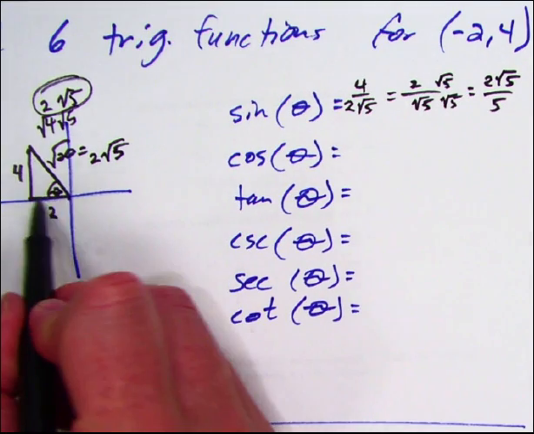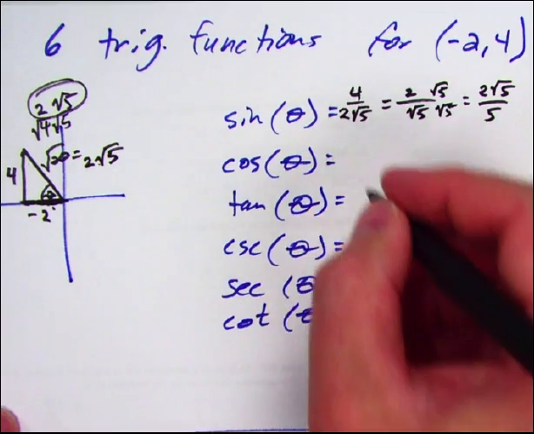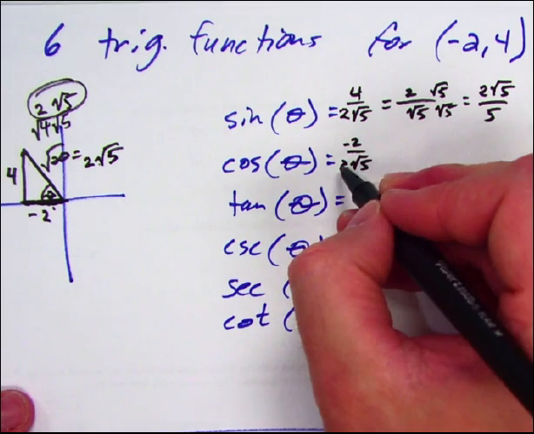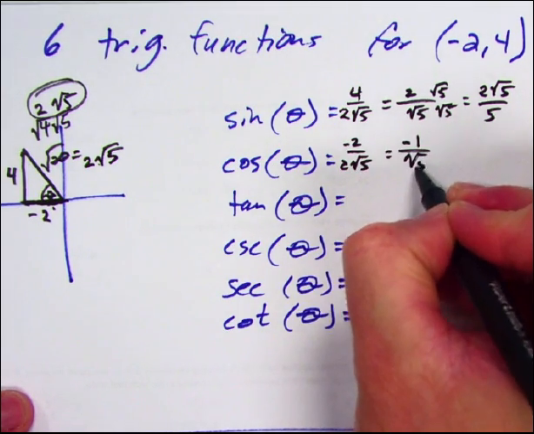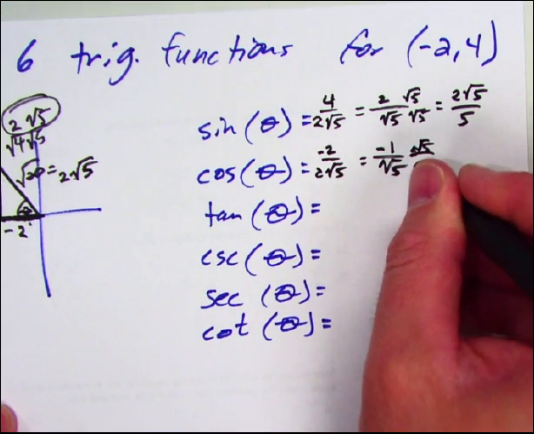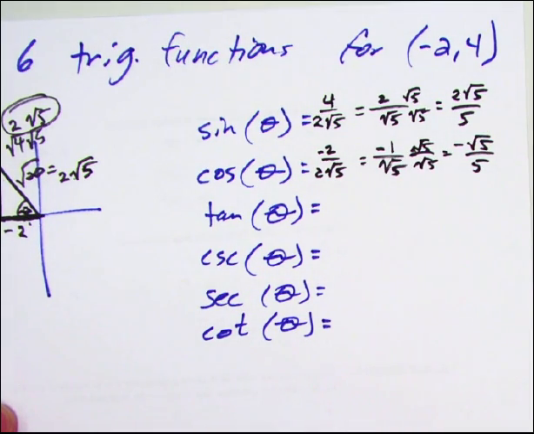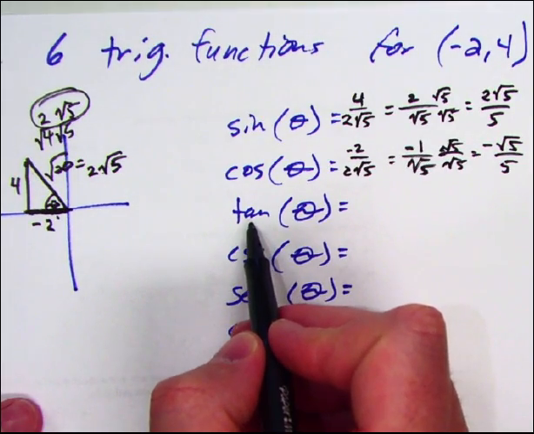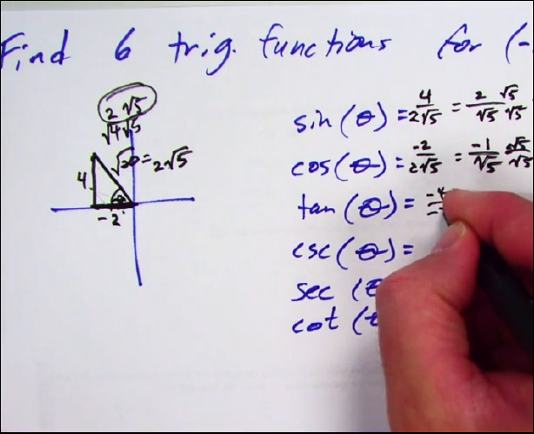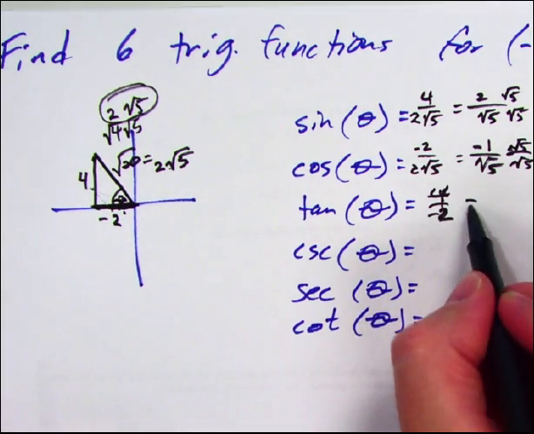Cosine is adjacent. That's -2. This is the part that touches, this is on the coastline, cosine, over hypotenuse. So -2 over 2 times the square root of 5, and I have to simplify that. -2 divided by 2 is -1 over the square root of 5, and I would be done, but I have a radical in the denominator, so I must multiply by the square root of 5 over the square root of 5, which gives me negative square root of 5 over 5, and that's my cosine. Tangent is sine over cosine, or opposite over adjacent. So I'm going to do opposite over adjacent, and I end up getting positive 4 over -2. And then when I do that, I end up getting -2.